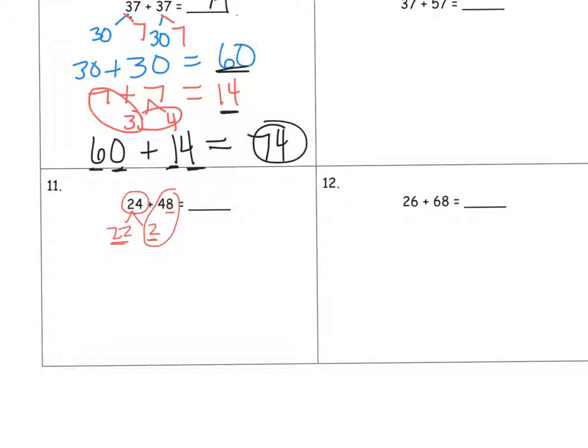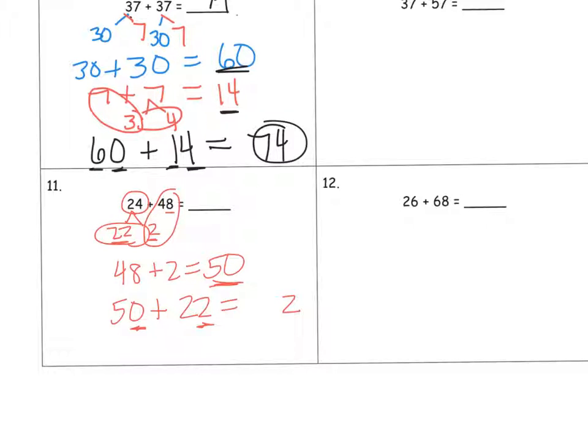I'm going to add this first to get to my 10. So 48 plus 2 gets me to my next 10 of 50, or 5 10s. I'm going to take that 50, and I'm going to add it to what I have left in my number bond of 22. 0 1s and 2 1s make 2. 2 10s and 5 10s make 7 10s or 70. So my answer is 72.